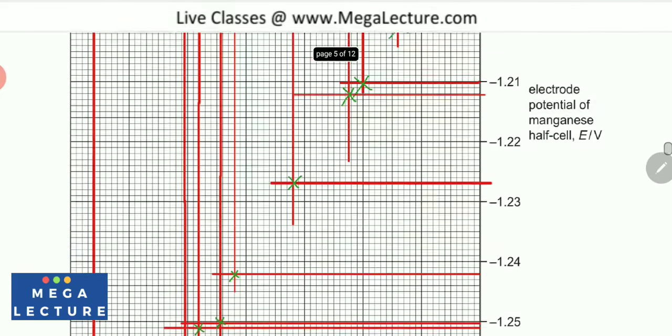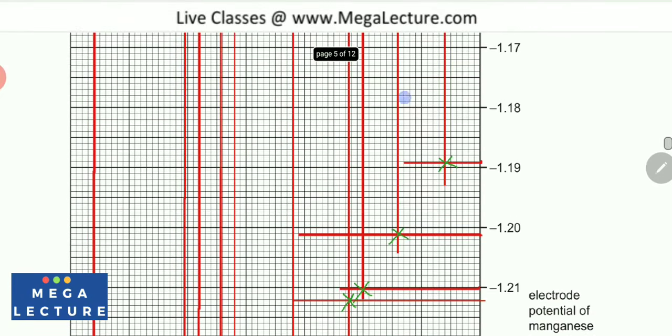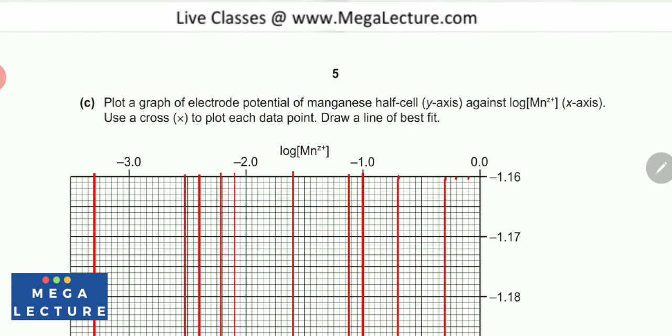So I've plotted these values, and the next step is the question is asking us to do what? It's asking us to draw a line of best fit, and that is what I'm going to do now.